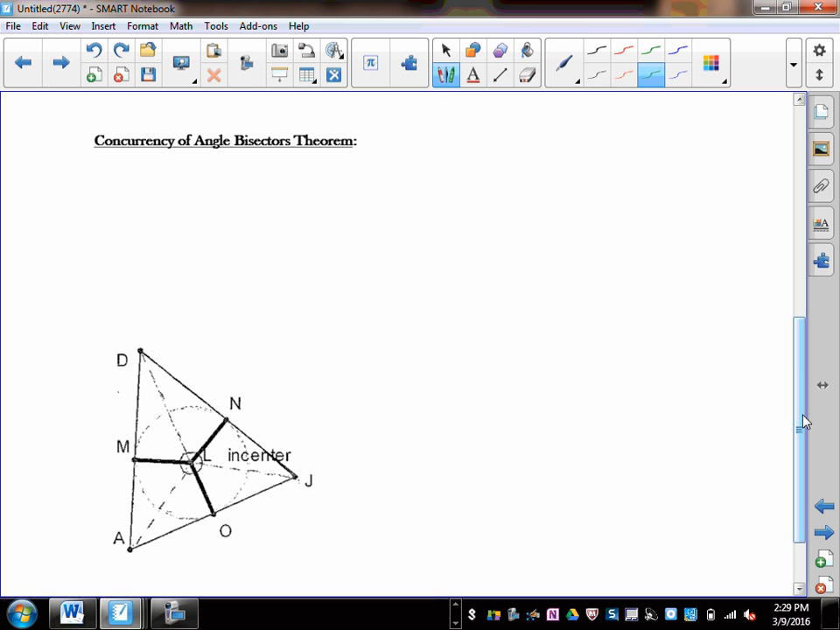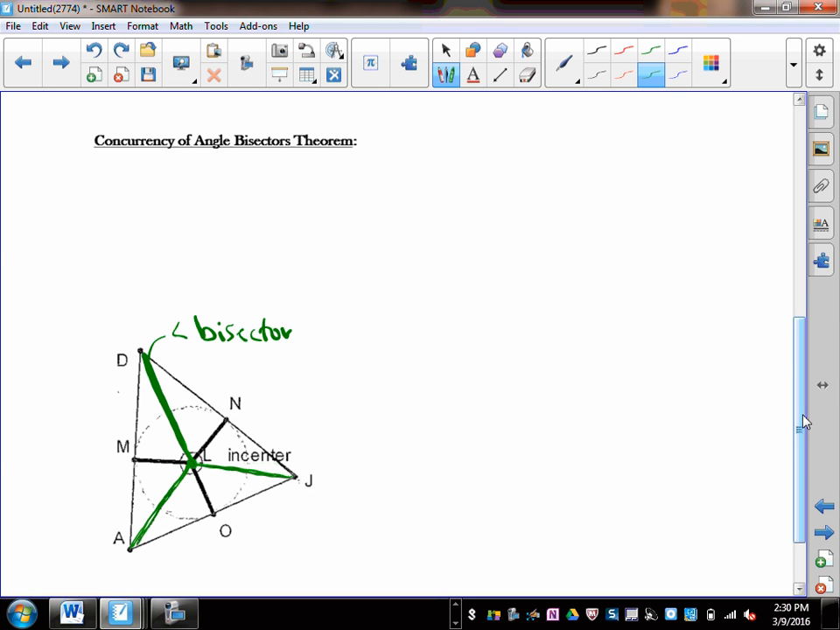So let's highlight our angle bisectors. This is an angle bisector. This is an angle bisector. And this is an angle bisector. Okay, so these are my angle bisectors. The in-center comes from where those intersect. Now the special property with our in-center is that the in-center is equidistant from the sides. So perpendicular bisector gave us circumcenter, which was equidistant from the vertices. Our angle bisector gives us the in-center, which is equidistant from the sides.